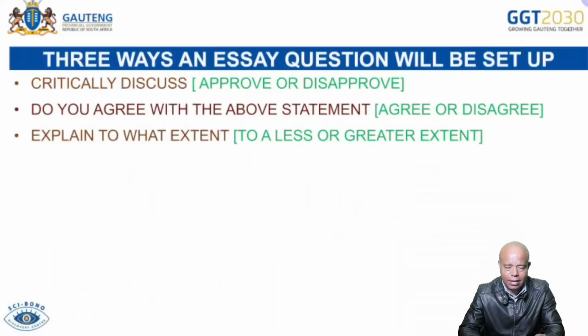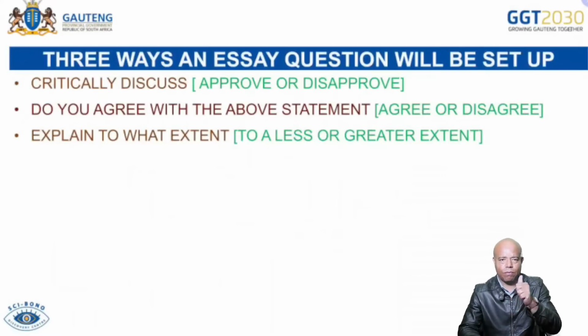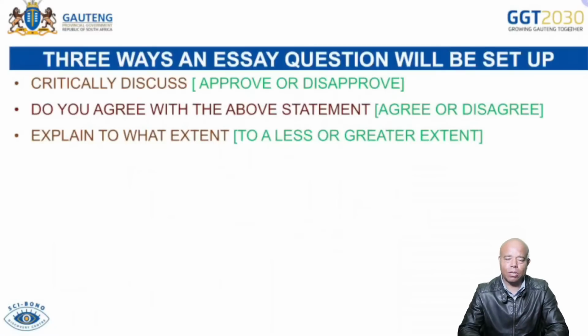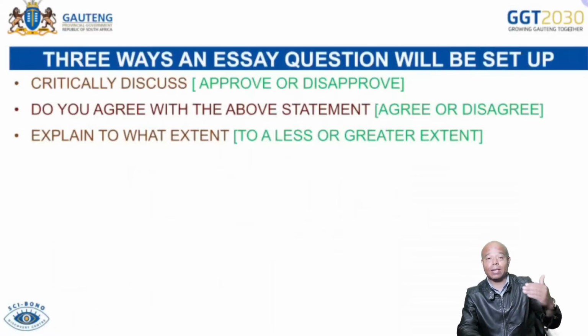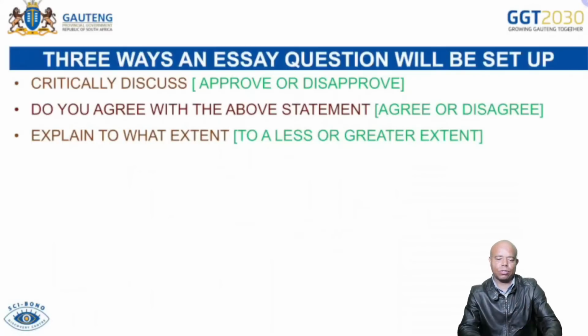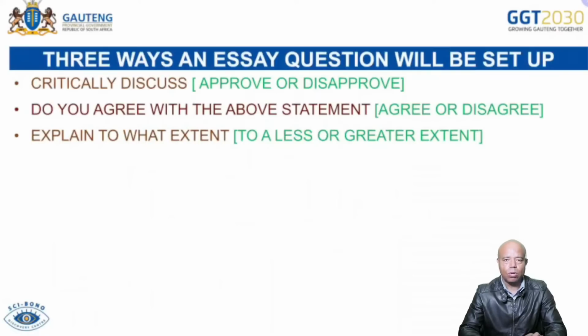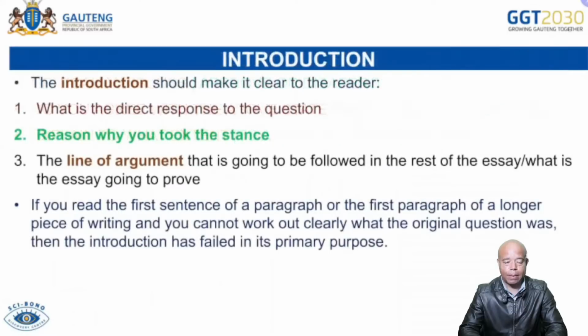Remember, section A has three questions, questions 4, 5, and 6. Once you see the three questions, you must know that for critically discuss and do you agree, they normally give a statement, and then they say critically discuss, or they give the statement and say, do you agree? But when it comes to explain to what extent, they ask the question in the same way also. So it's important that you understand that part.